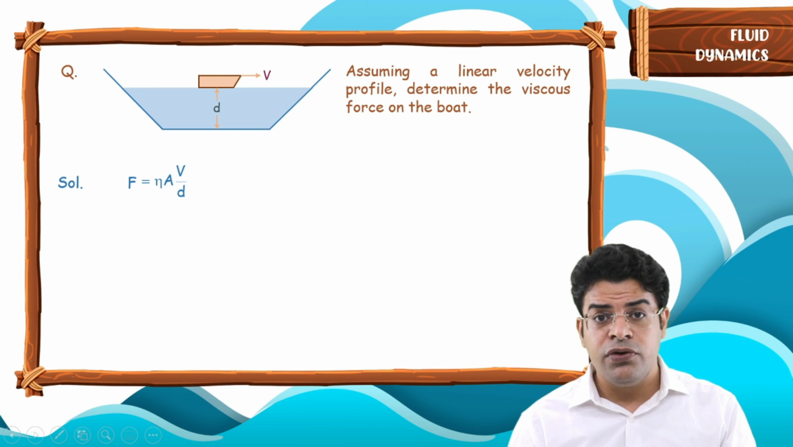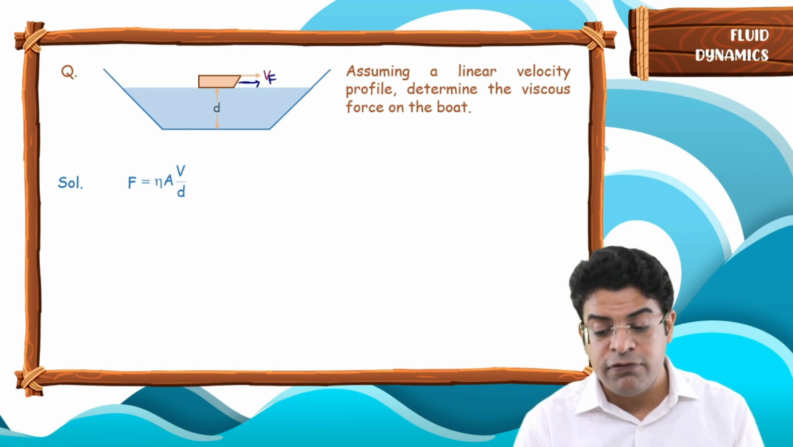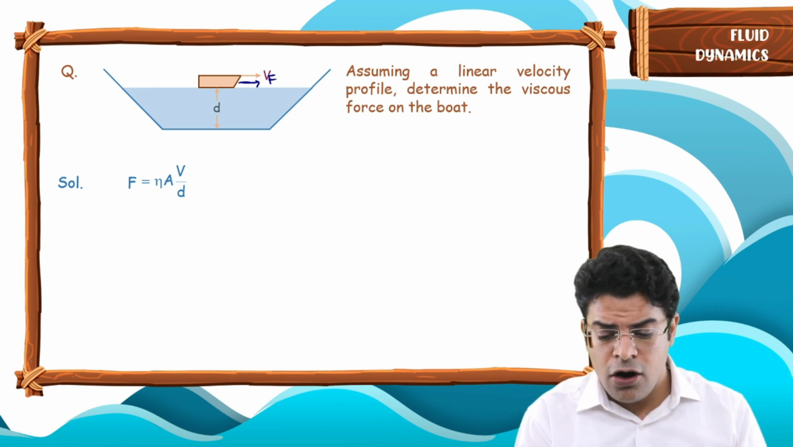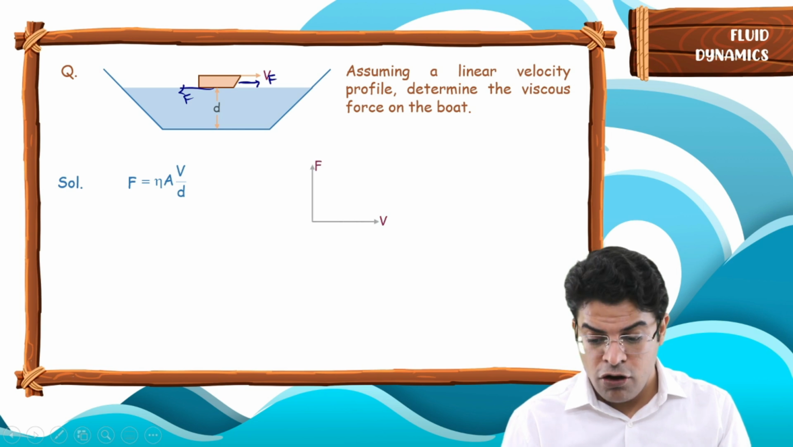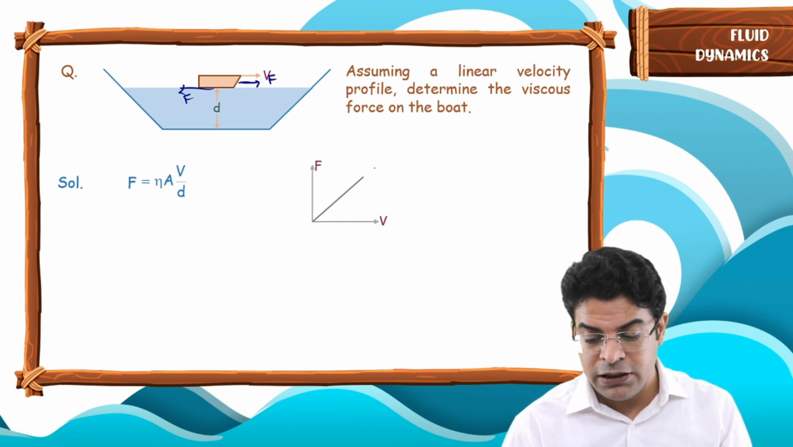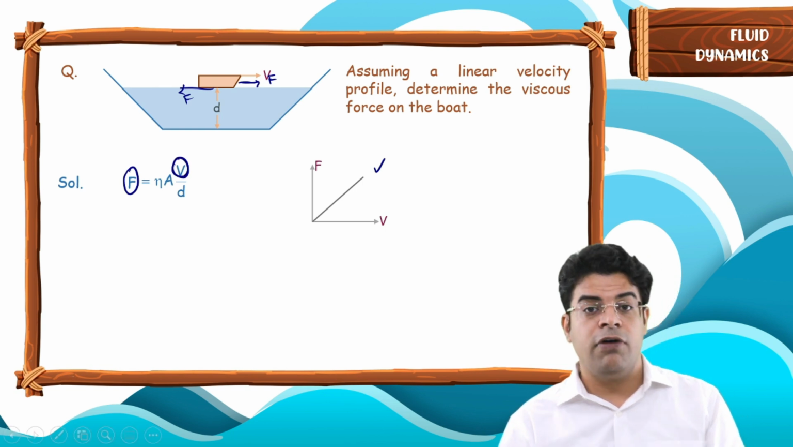So if you need to plot the graph of how much force has to be applied to keep it moving with the constant velocity, or how much is the viscous force versus the velocity of the boat, the graph comes out to be a straight line because the force required is directly proportional to the velocity.